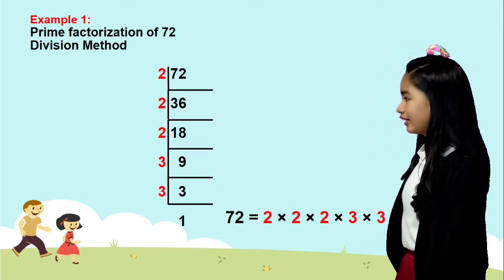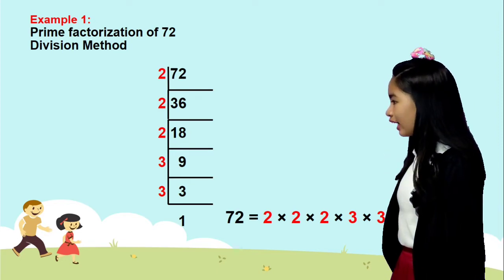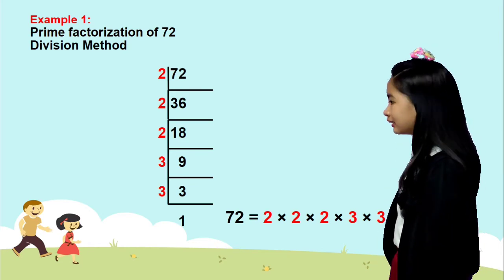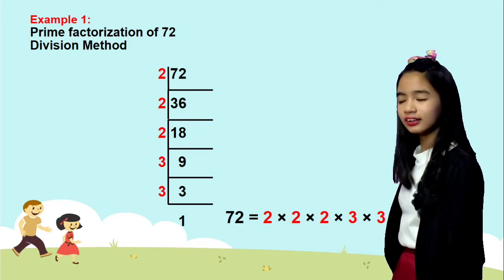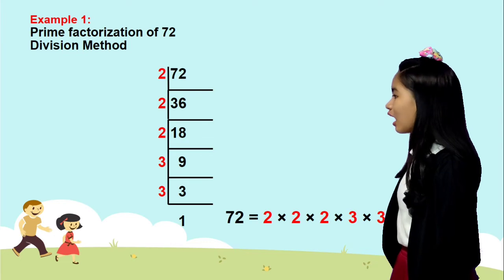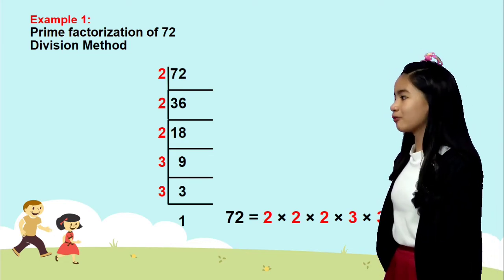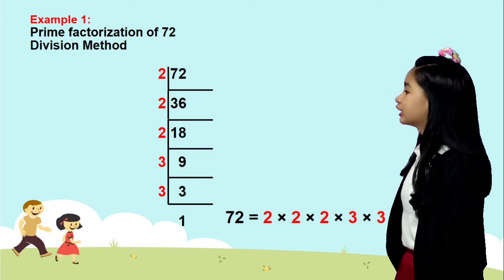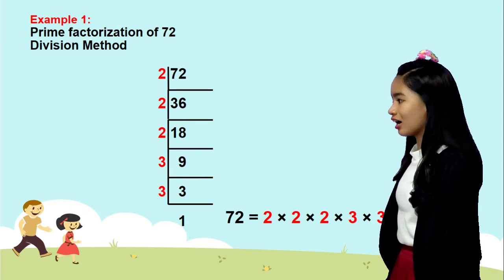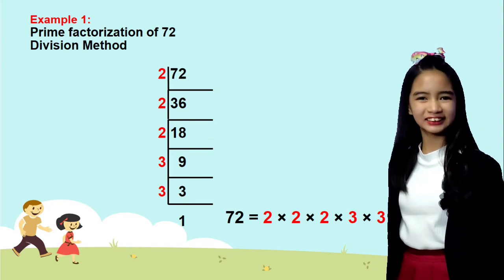So, proceed with the next prime number, 3. That is, 9 divided by 3 equals 3. Then next, 3 divided by 3 equals 1. We can't proceed further as we have obtained 1 as our quotient. And last, multiply all the prime factors. Therefore, the prime factors of 72 are written as 72 equals 2 times 2 times 2 times 3 times 3.